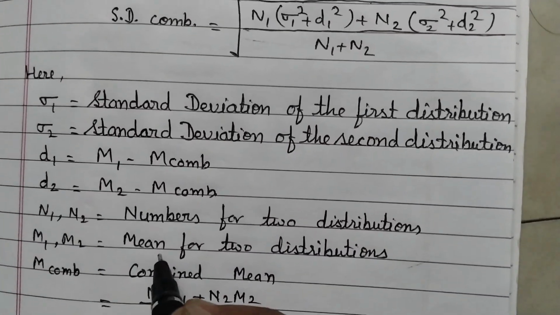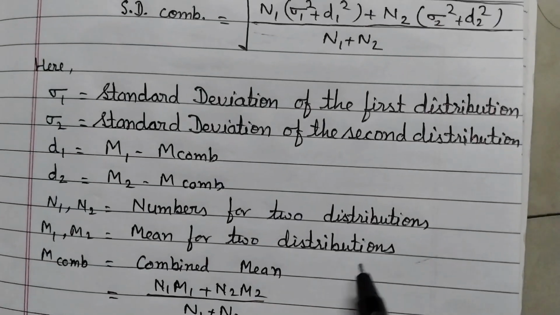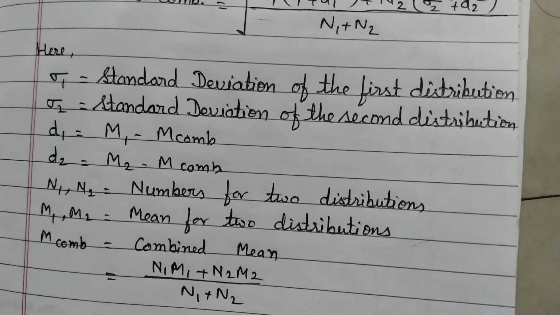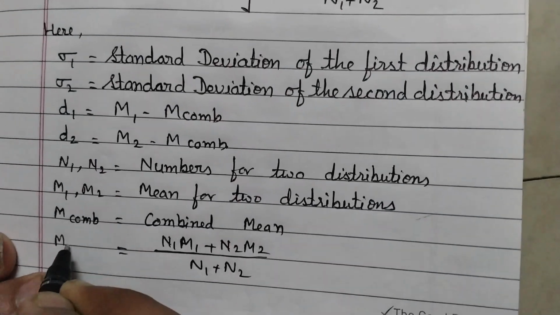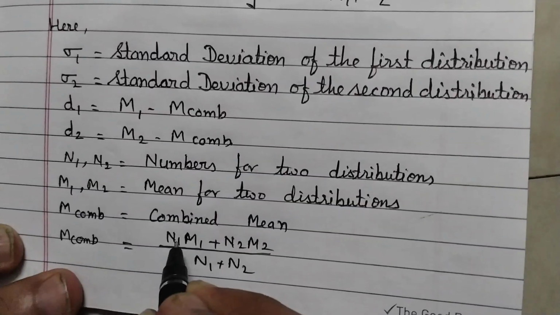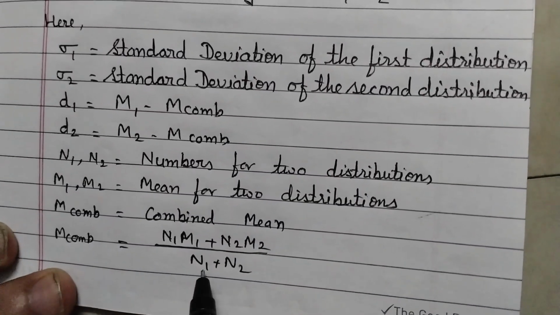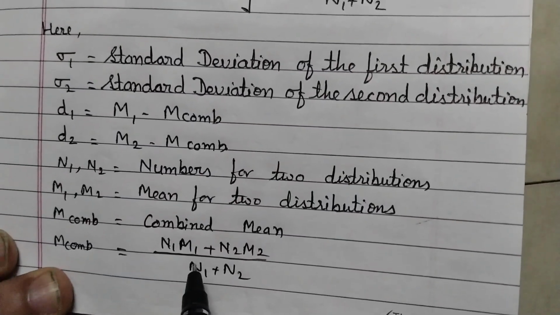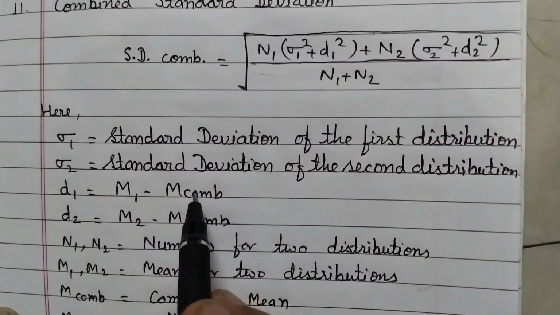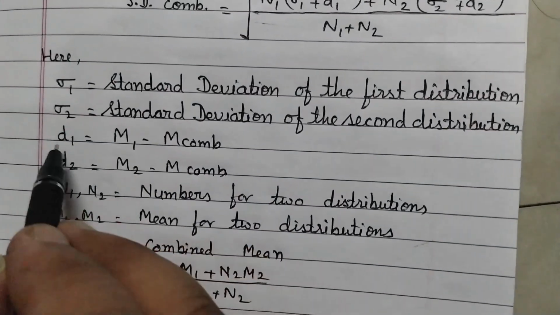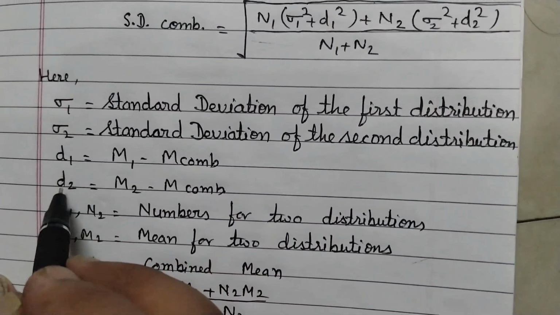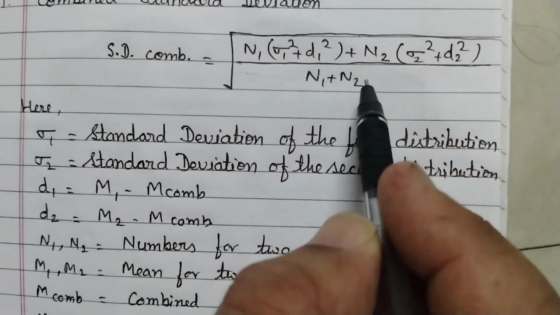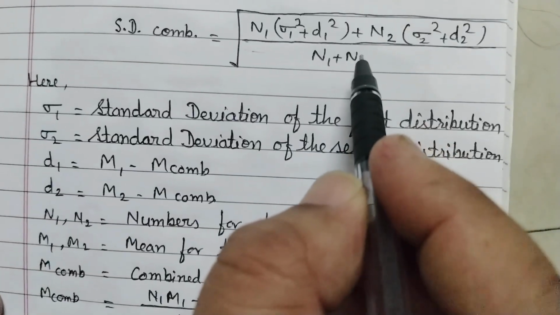m1 and m2 are known as mean for the two distributions, and m combined is called combined mean. So combined mean is to be calculated by this equation. M combined is equal to n1 m1 plus n2 m2 upon n1 plus n2. So in this way, first we will calculate m combined, and then the value of m combined is to be put in this equation. Then we will find d1 and d2, and using sigma 1, sigma 2, d1, d2 and n1, n2 in this equation we will have the combined standard deviation.